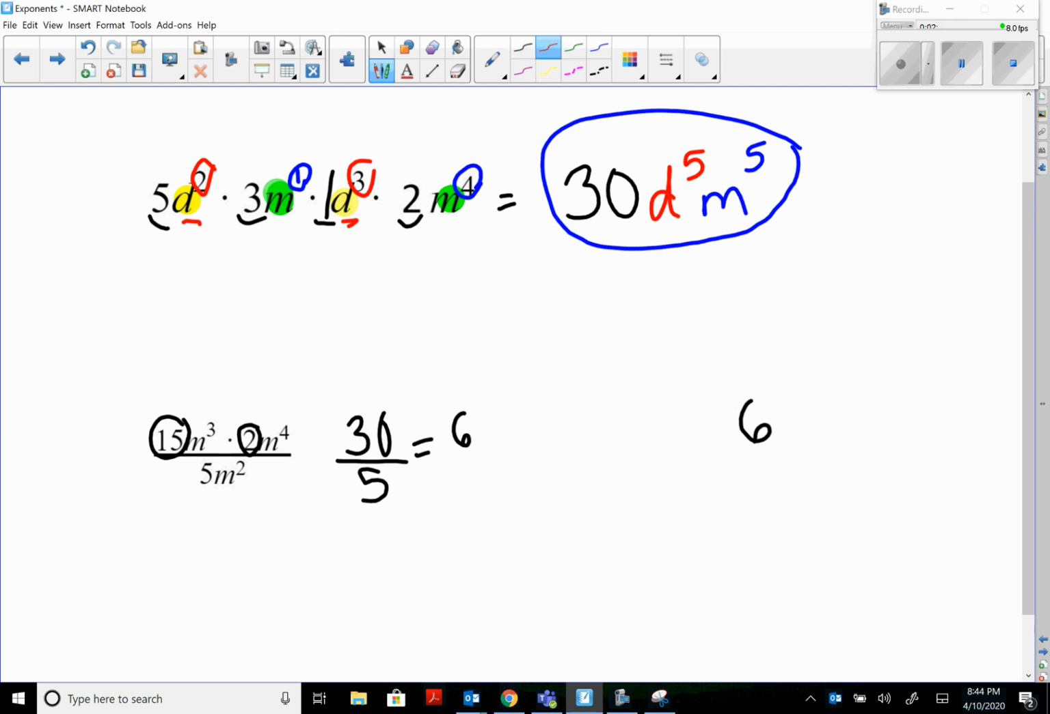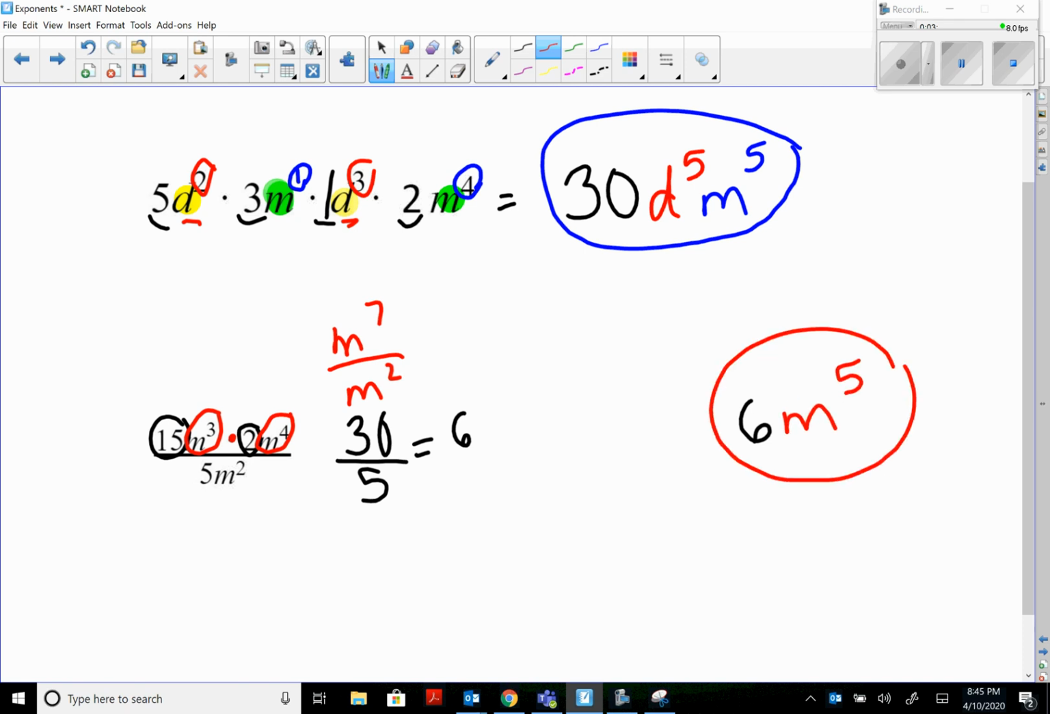Now I'm going to take a look at the m's. I've got an m to the third and an m to the fourth in the numerator, and they're being multiplied, so I can add those together. M to the third times m to the fourth would be m to the seventh power, and then in the denominator I have m to the second. Since I'm dividing and since I have the same base, I can subtract 7 minus 2 and I get m to the fifth power. So my final answer is 6m to the fifth power.